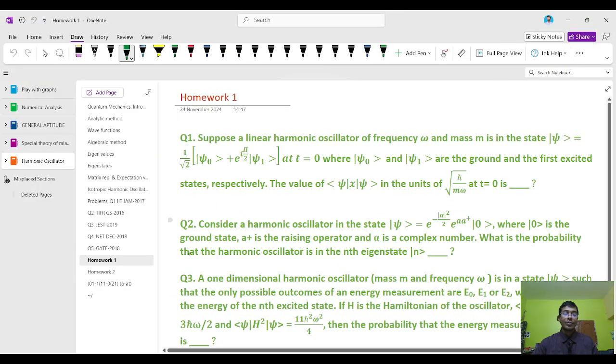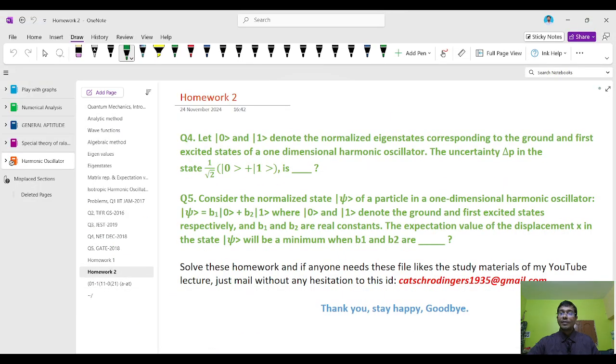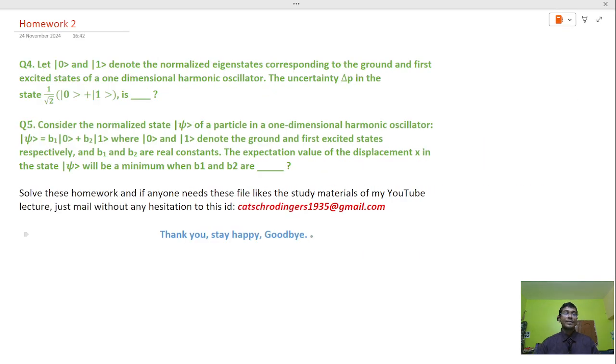Our next, second homework is that you also take this screenshot. Let 0 and 1 be the ground and first excited states of the one dimensional harmonic oscillator, and consider the uncertainty delta p in this state. Here the quantum state is given as 1 by root 2 times ket 0 plus ket 1, and you should find the uncertainty in momentum delta p.